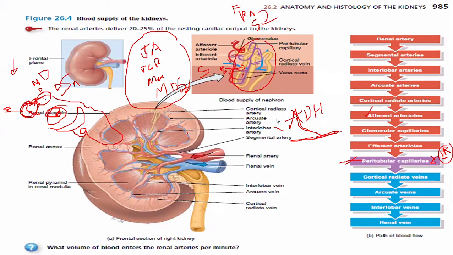But they have something in common. They will go to the cortical radiate veins, the interlobular veins. They will now become the arcuate veins. Then we go to the interlobar veins, and we go to the renal veins, because the substances that were now reabsorbed will be used by the body.